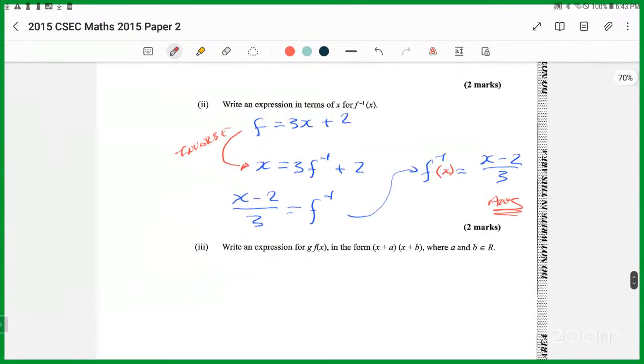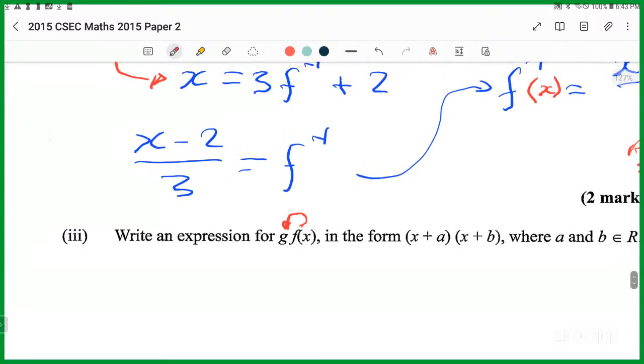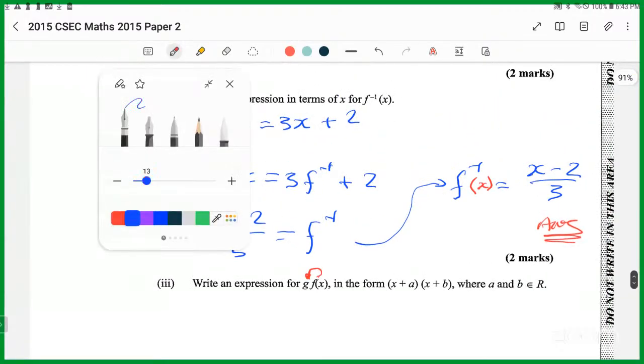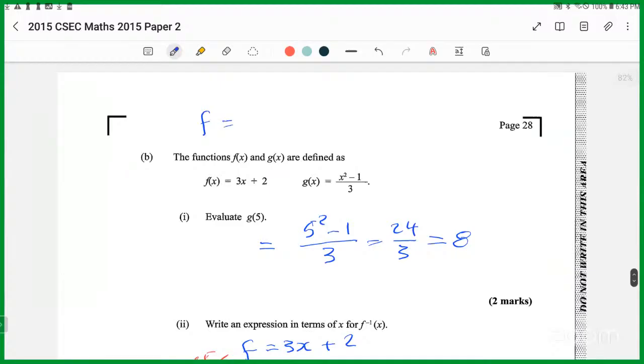Next part wants us to form this composite function, and we must factorize it when we're done. Remember that g of f means f into g. You have to remember that. Putting the f function into the g function. Let's write the two of them so we're reminded of what we do. The f function is 3x plus 2 and the g function is x squared minus 1 over 3. These two functions will be composed.